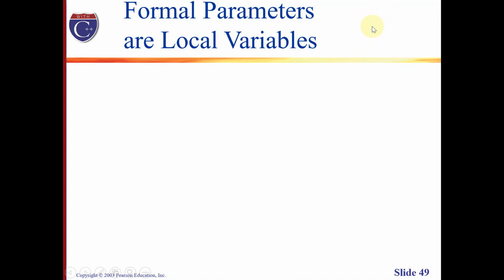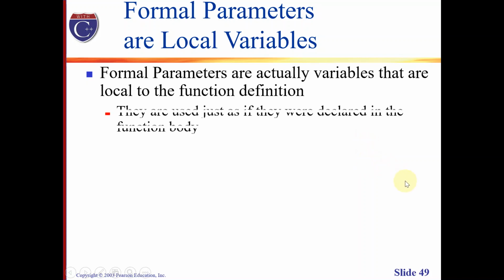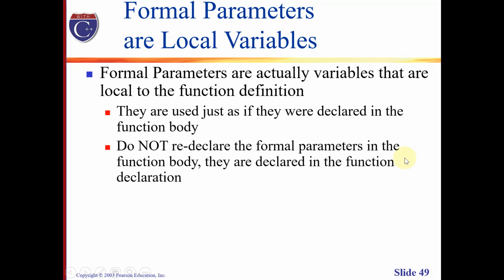Let's relate formal parameters and local variables. If we will recall, formal parameters are actually variables that are local to the function definition. They are used just as if they were declared in the function body, and we provide the value for them in the form of arguments every time the function is called. We must not redeclare the formal parameters in the function body, since they are declared in the function declaration.